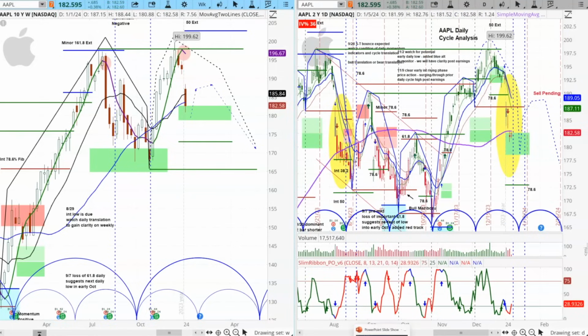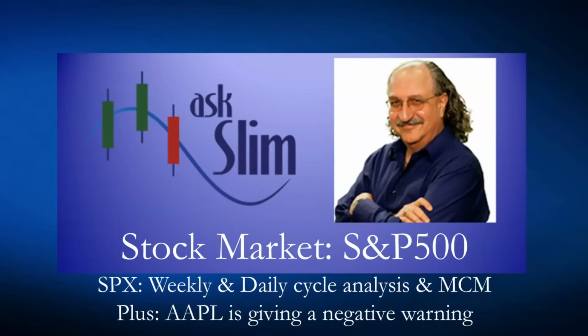I hope that is really valuable to you. You can see how that aligns with the stock market. You can see how that gives you information on the stock market because Apple is the heavyweight in the indexes. And this, I think, is important to you, important to your trading, and important to your investing.